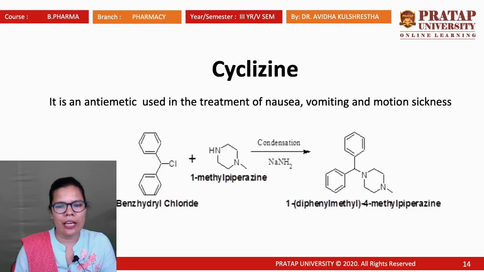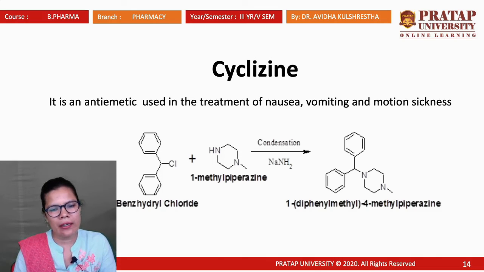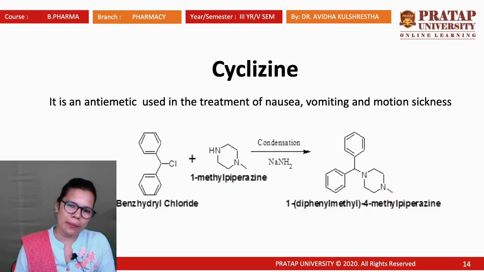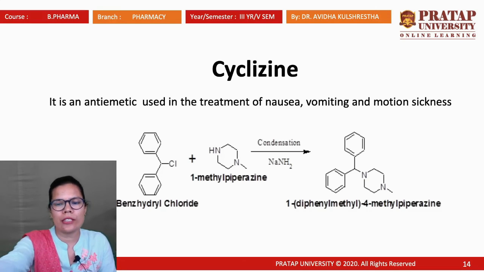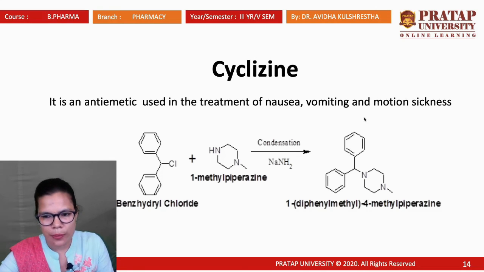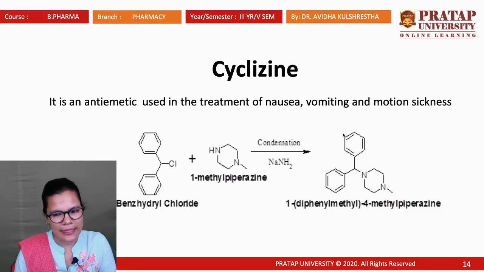This is also a drug which, with the same reaction, you can find in place of parachlorobenzyl benzohydryl chloride. We just take benzohydryl chloride and react with 1-methyl piperazine, a condensation reaction, and the same compound is formed. The chemical name of cyclazine is 1-diphenyl methyl 4-methyl piperazine. So the basic structure you can remember with chlorocyclazine: just one chlorine attached at this point, then this will be chlorocyclazine, and if we remove it, then it will be cyclazine only.